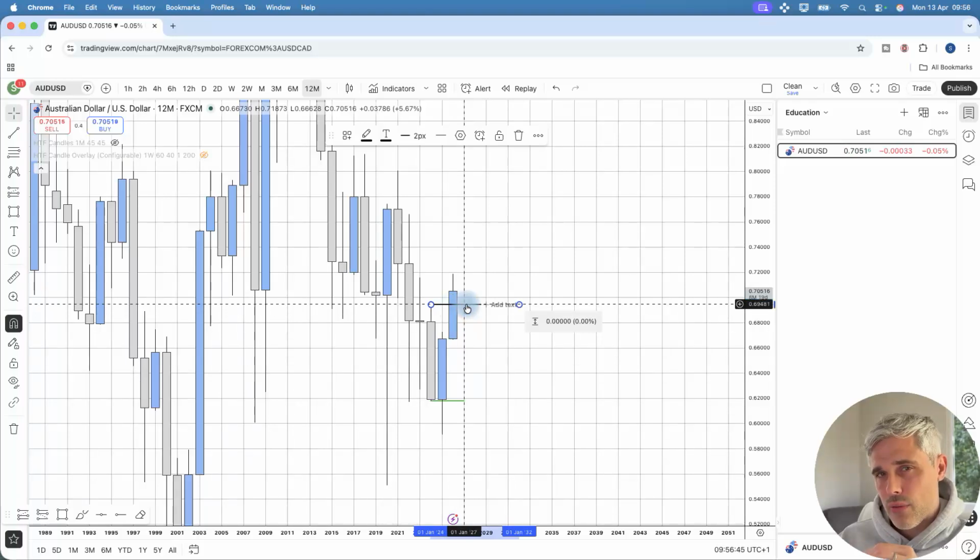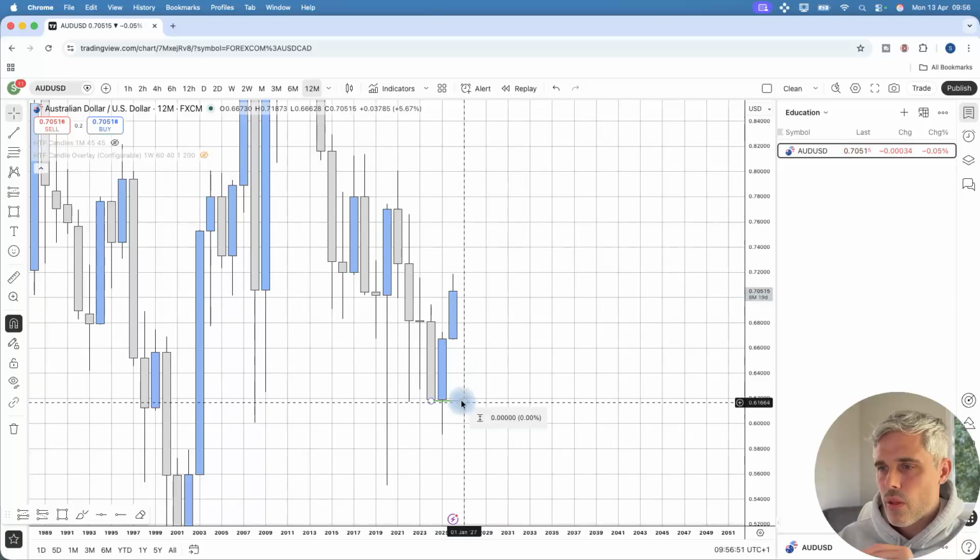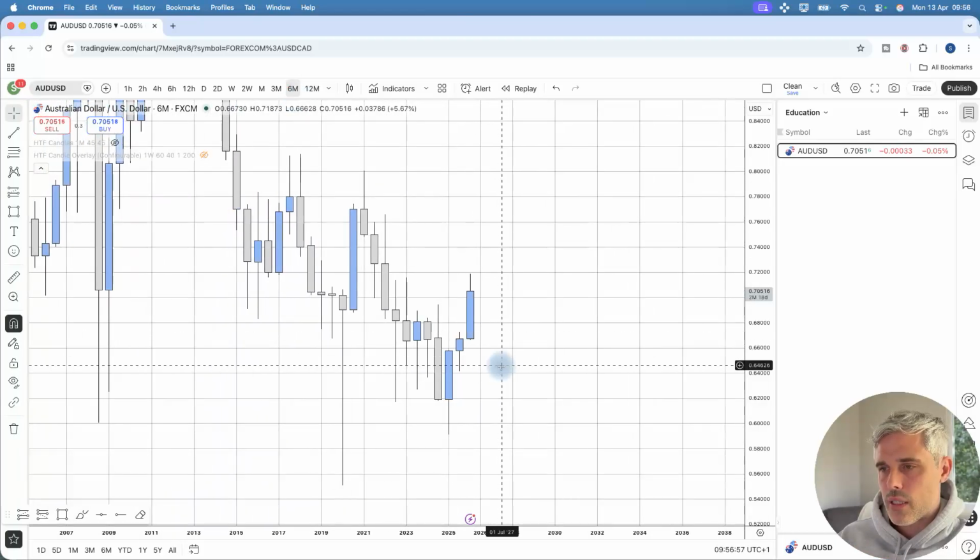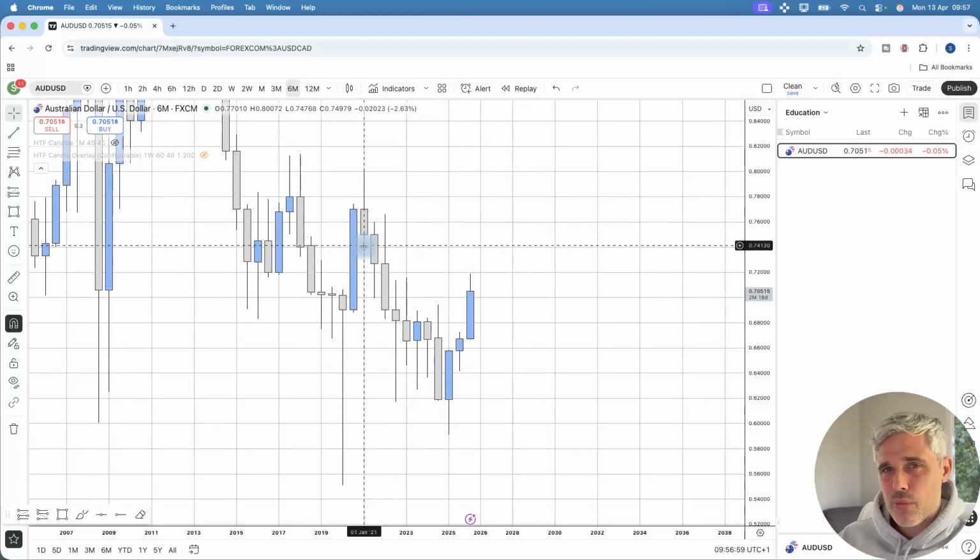So there is no active target in the market on the 12-month time frame. We're waiting for new context. So we can just delete this right now. We can wait for new context to set up on this time frame. What about the 6-month? Well, it's the exact same story.